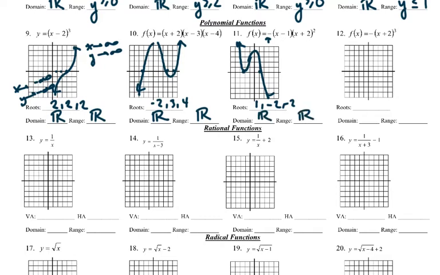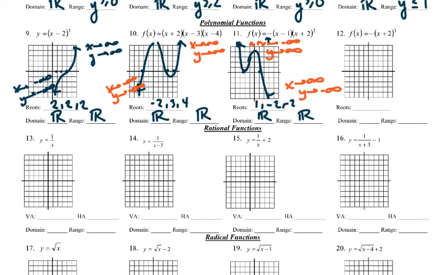To go back to that end behavior again, how this is different. So back in number 10, as x goes to infinity, y goes to infinity. As x goes to negative infinity, y goes to negative infinity. Here it's a little bit different. As x goes to negative infinity, the y goes to infinity because it's getting bigger. And here as x goes to positive infinity, y goes to negative infinity.